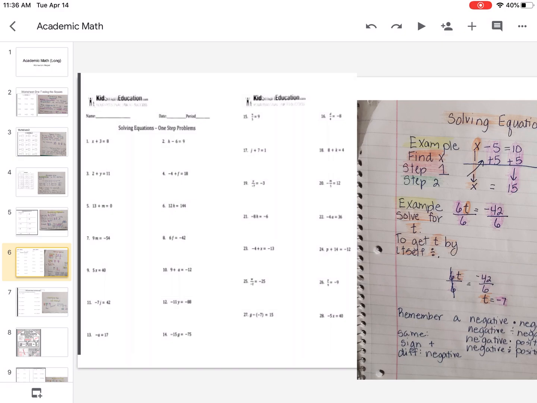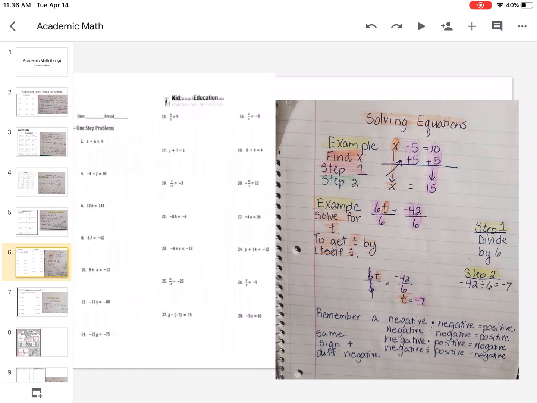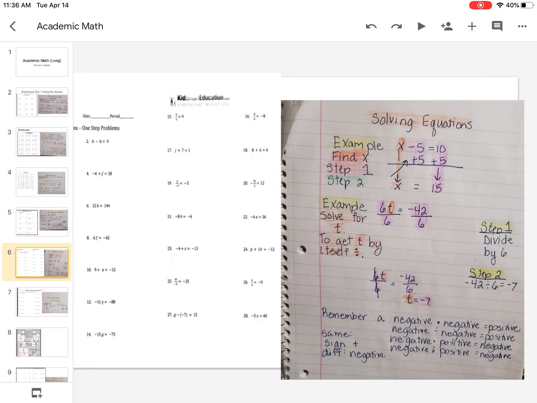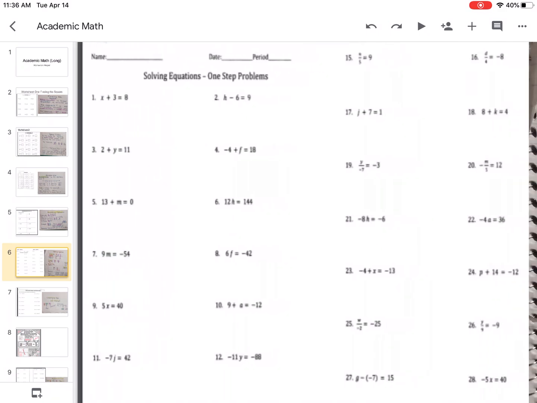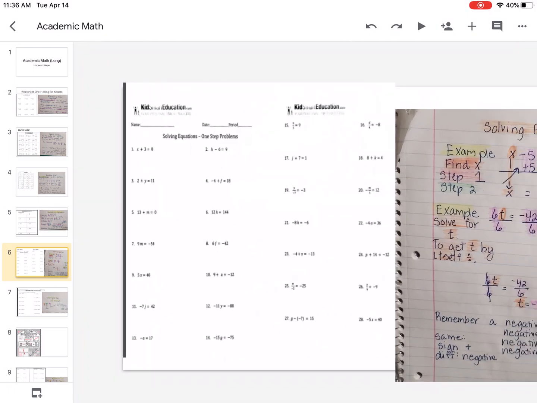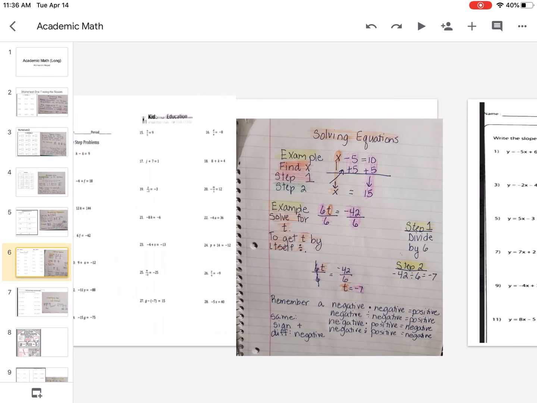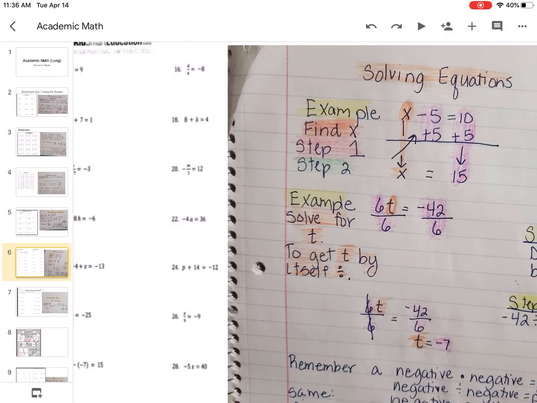Now we're solving equations with one variable. So we have x plus 3 equals 8. How do we find x? So here's an example. x minus 5 equals 10. So I want to find x.